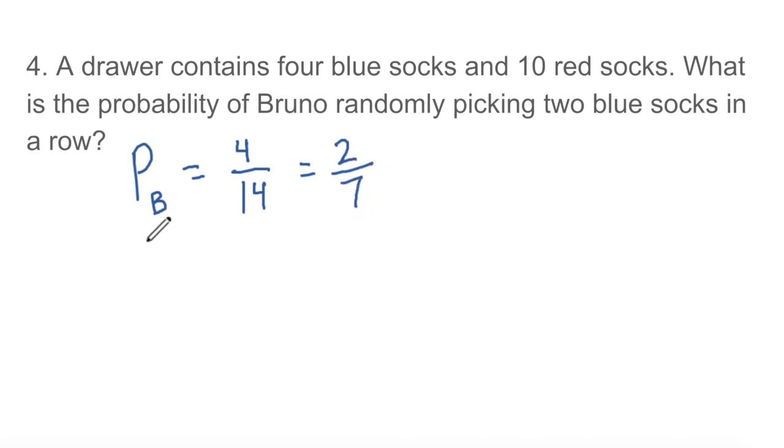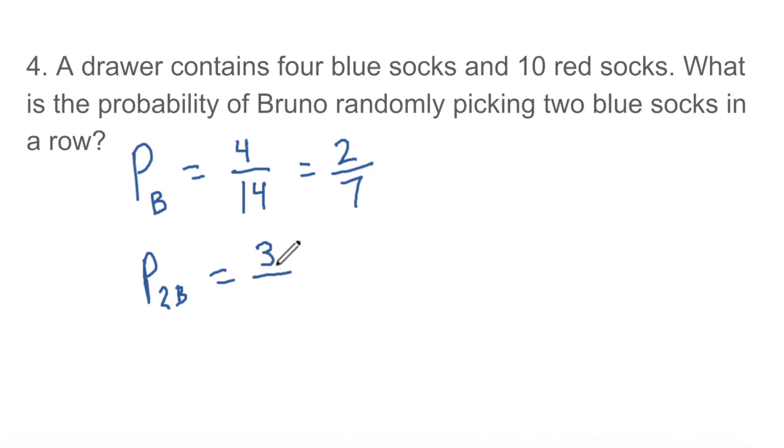Okay, so that's the probability of one blue sock. Now, on the second pick, Bruno has already taken one blue sock out of the drawer. So we have to base the second pick on what's left in the drawer. So the probability of, on his second pick, getting a blue sock is, let's see, how many blue socks are left? There were 4 to start with, but he already picked one. So there are now 3 blue socks left.